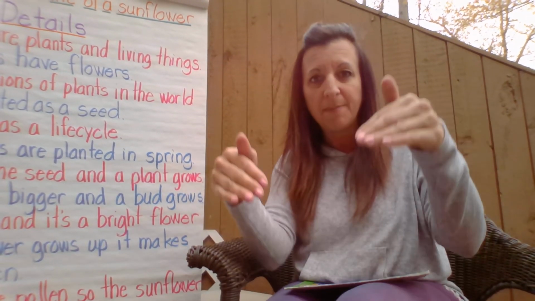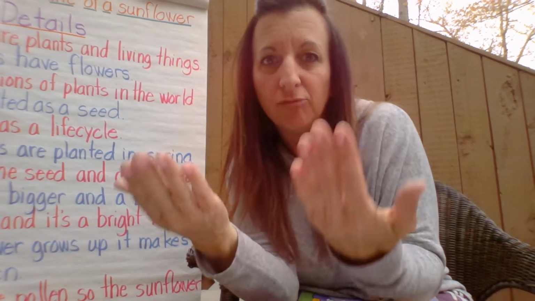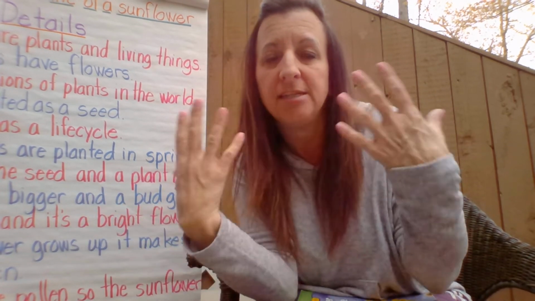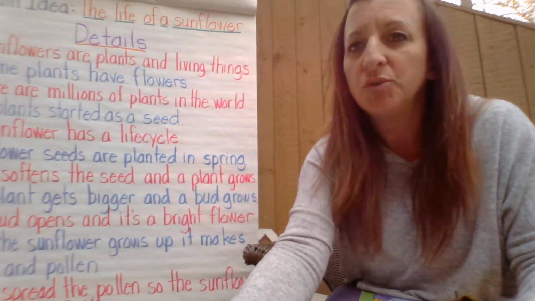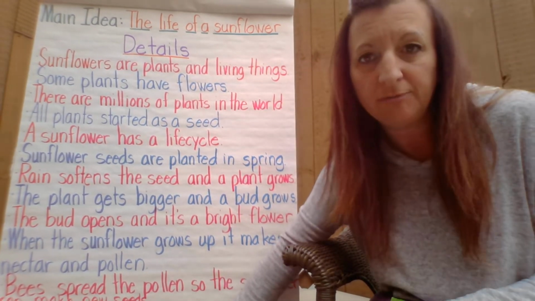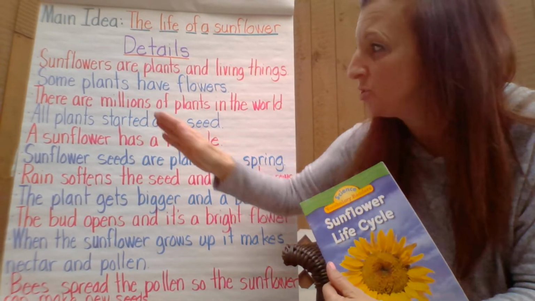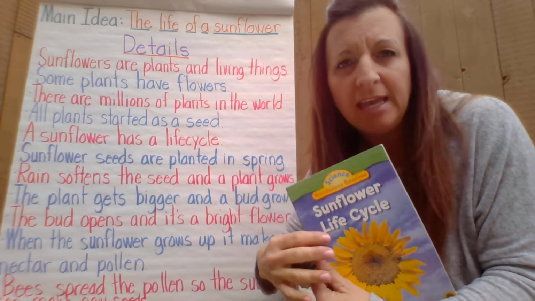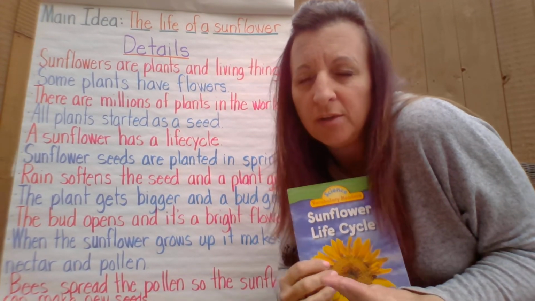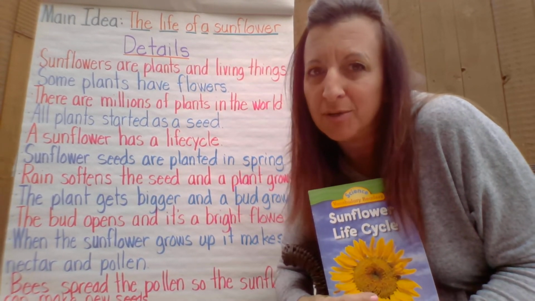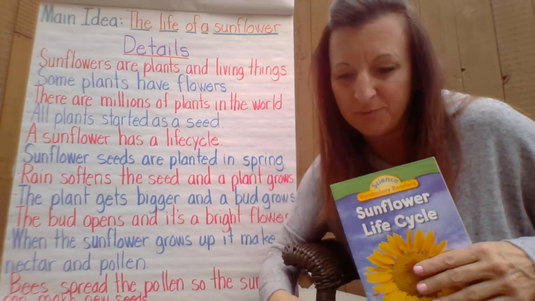So when the seeds drop into the ground and then it rains, spring comes, the seed opens up and the plant grows again. So these are all the little details I learned from the story that support that this is about a sunflower. So if I read all of this to you and then I said to you, so what am I talking about? You would probably guess I was talking about a sunflower. That's where the main idea comes from.